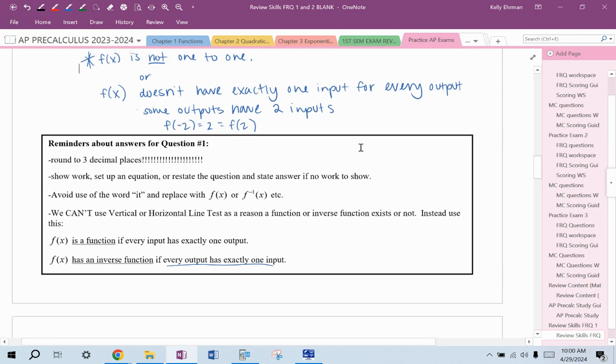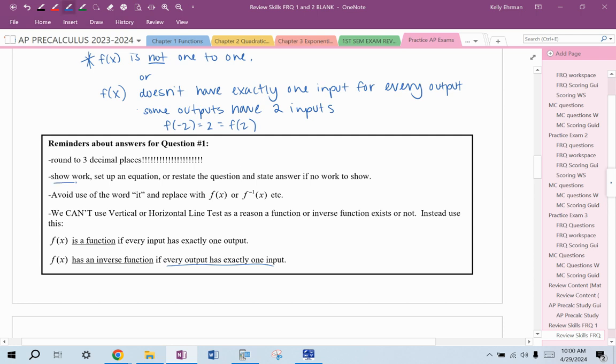So reminders for question 1. You have to round to 3 decimal places. The number of points that have been lost on our practice test just for not rounding to 3, when that's what we've done all year, drove me a little bit crazy, but that's okay. You've all passed your practice test so far. So again, some of you, if you were on the border between a 3 and a 4 and a 5 or whatever, just round to 3 places.